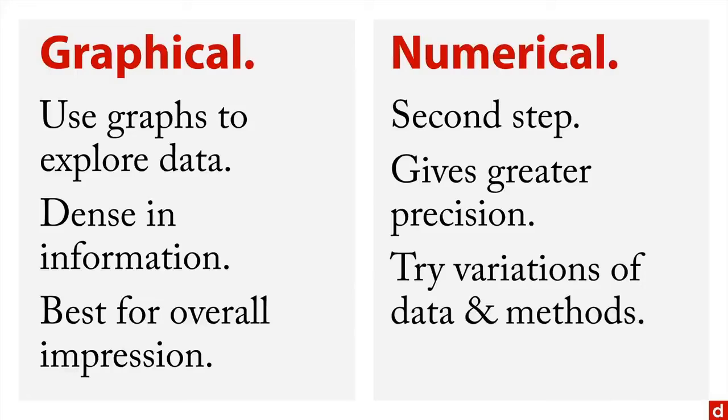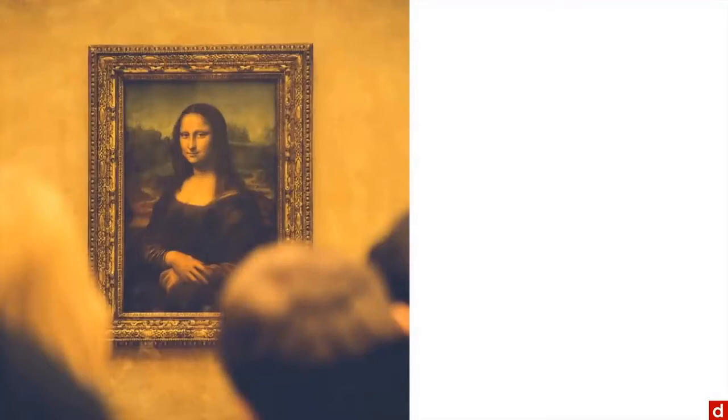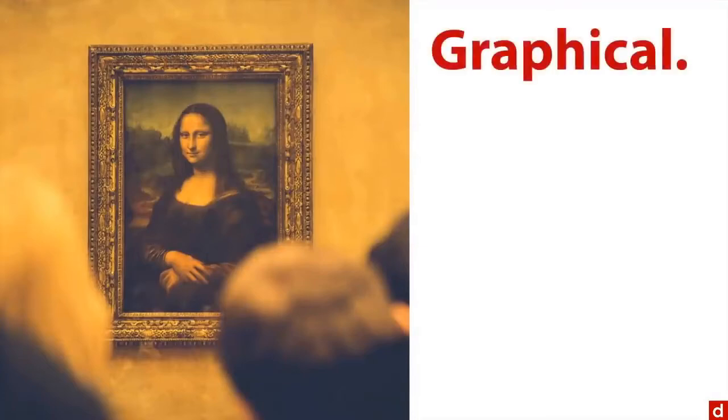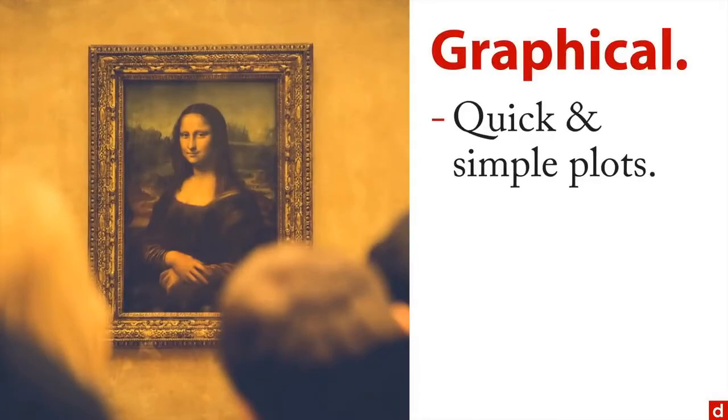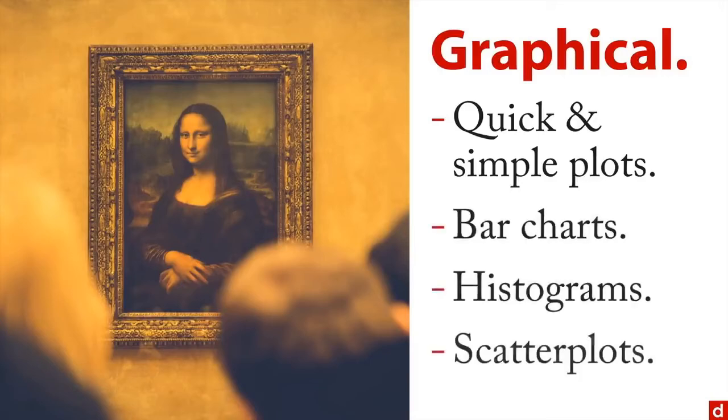You can actually do some transformations, move things around a little bit, and try different methods and see how that affects the results and see how it looks. So let's go first to the graphical part. There are very quick and simple plots that you can do. Those include things like bar charts and histograms and scatter plots. Very easy to make and very quick way of getting an understanding of the variables in your data set.